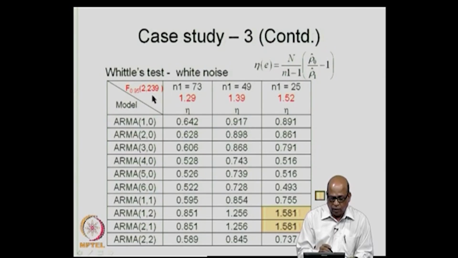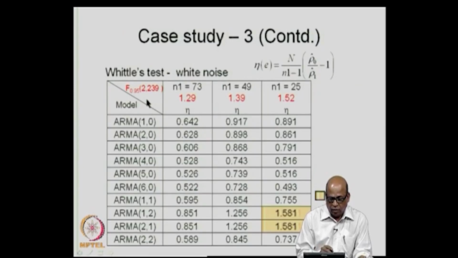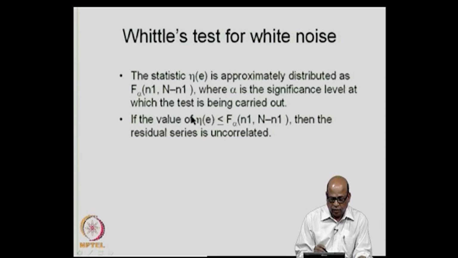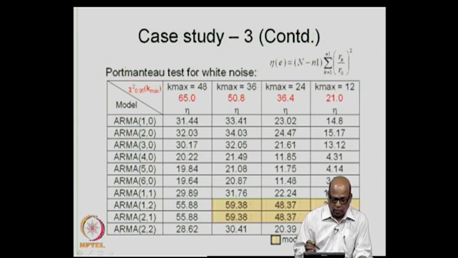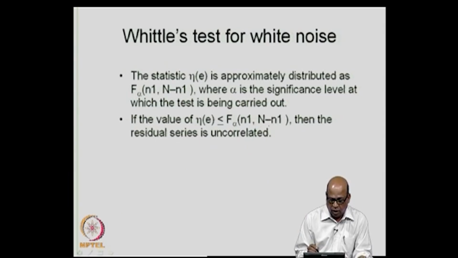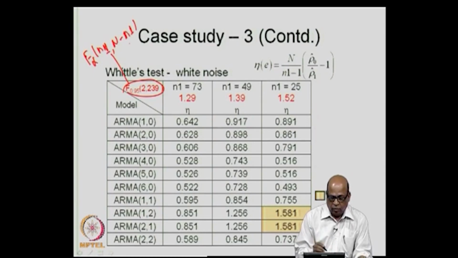Then corresponding to that particular N 1, you will have F 0.95 and 239, 239 being N minus N 1. I am sorry, there is a mistake here. This is not F 0.95 to 39. This is what you get from the table. This is actually what I have written here, that is F alpha N 1, N minus N 1. So, these are the values that you get: 1.29, 1.39 and 1.52.